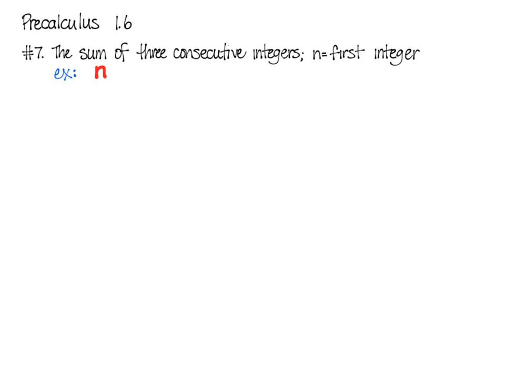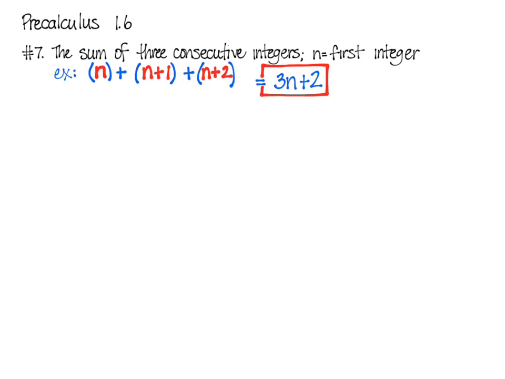So what's the pattern? The pattern is you had some first integer, and then you went up by 1, and then you went up another 1, which would get you to n plus 2. So we want the sum of those 3 integers, and we get 3n plus 3.